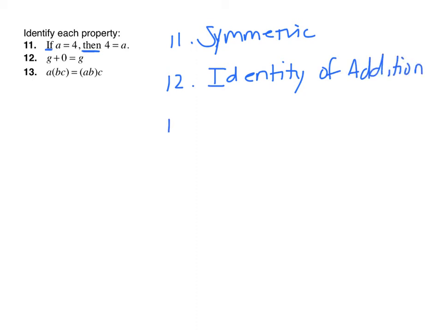And number 13, we can see here we have a change in grouping, but no change in order. ABC, ABC. We have a change in grouping. That's our associative property of multiplication. Remember to identify which one.